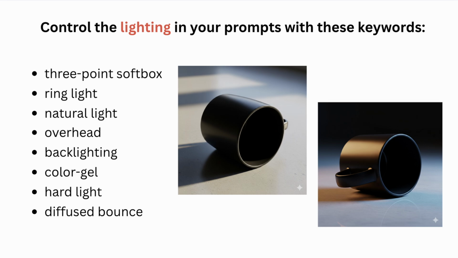Or let's say you want to control the lighting in the image. You can use keywords like 3-point softbox, ring light, natural light, overhead, backlighting, color gel, those types of things. This really helps you nail down in your prompts what the lighting for the image is going to be.